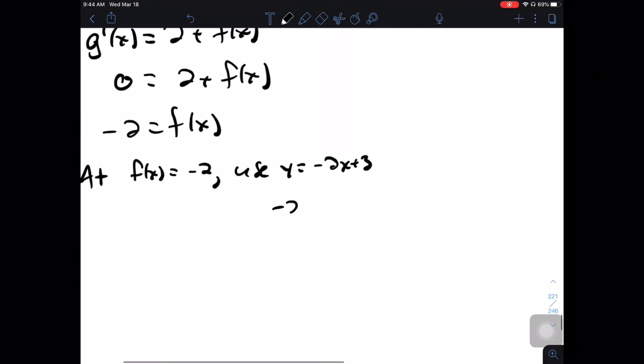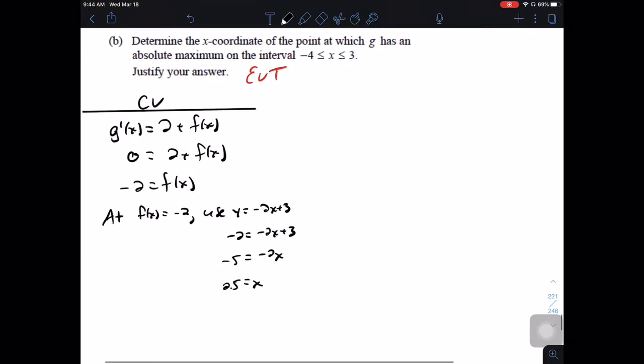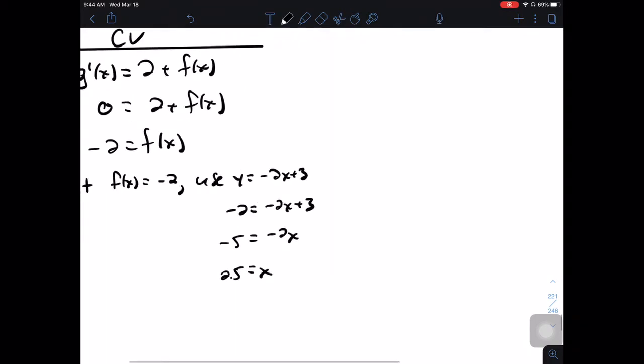So if I know the y value is negative 2, and I want to know the x value, which I'm pretty sure I know what it is, but I'm not 100% sure, I'm going to end up with 2.5 as the x value. And you know what? I'm going to leave that as a fraction. I think that might serve me better later.